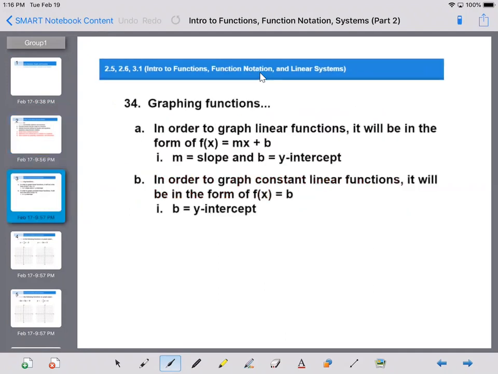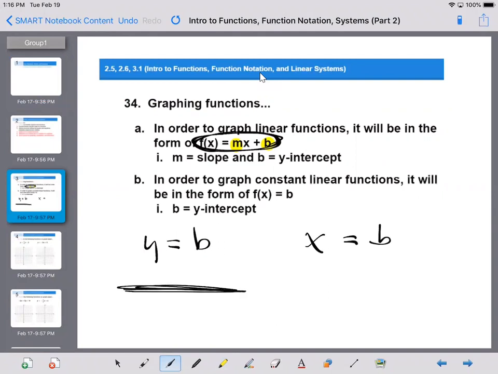So when we're dealing with f of x equals mx plus b, let's just remember that b is your y-intercept and m is your slope, and that we could have an equation that's just y equals b, then we know that's going to be a horizontal line. And if we have x equals b, then we know we've got a vertical line.